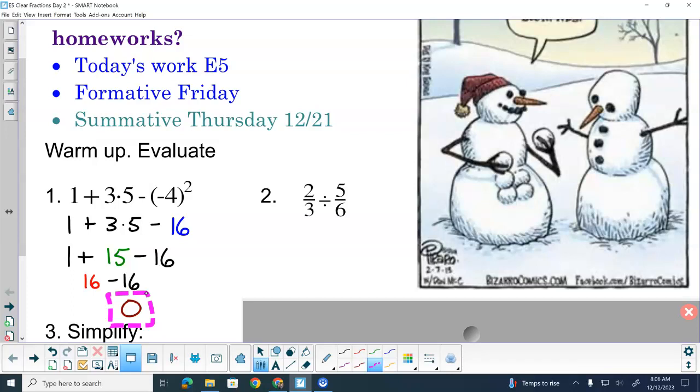Fractions. What are my 3 words when we divide fractions? What do you got, Elijah? Close. Keep, change, flip. Yep. So which one am I keeping? The first one. So it keeps 2/3. What am I changing? To multiply. And what am I flipping?